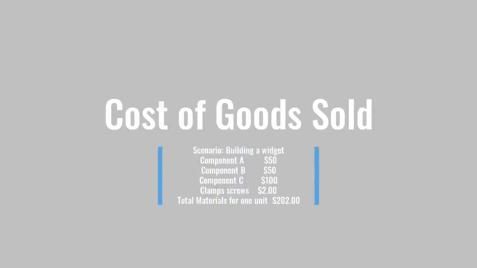This brings us to the cost of goods sold expense. Let's build a scenario, building a widget. Component A cost us $50. Component B cost us $50. Component C cost us $100. Clamps, screws, and mishmash $2. The total materials for one unit we calculated to be $202.